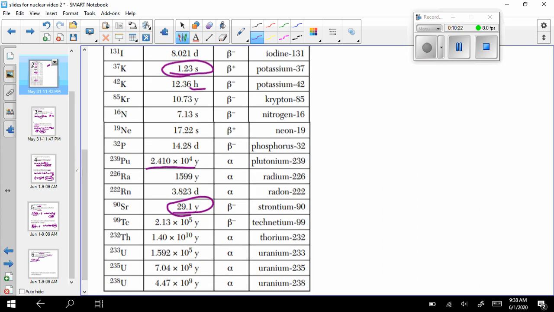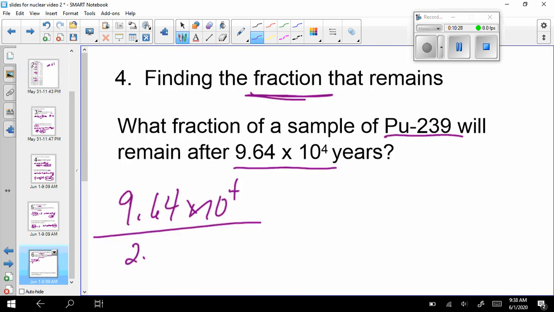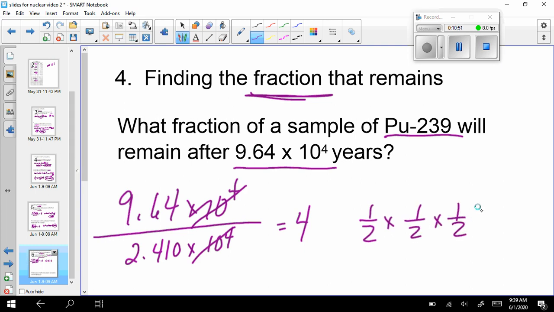Pu, 2.410 times 10 to the 4th. Okay, when you're dividing by 10 to the 4th, these literally will cancel each other out. If you like to make them into whole numbers and do it first, you can, but those will cancel each other out. So I divide and I get 4. So 4 half-lives go by. So I just do 4 halves. 1, 2, 3, 4. 2 times 2 is 4, times 2 is 8, times 2 is 16. 1/16 will remain. 1/16 of my sample.